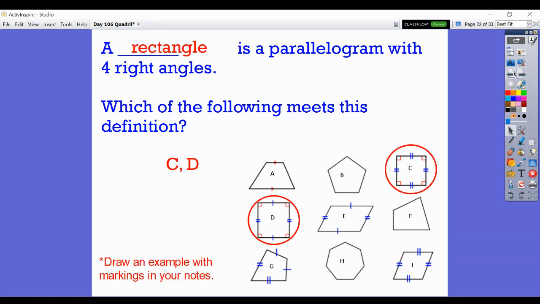And what are those called? Those are called rectangles. A rectangle is a parallelogram with four right angles. And again, draw an example with markings in your notes.